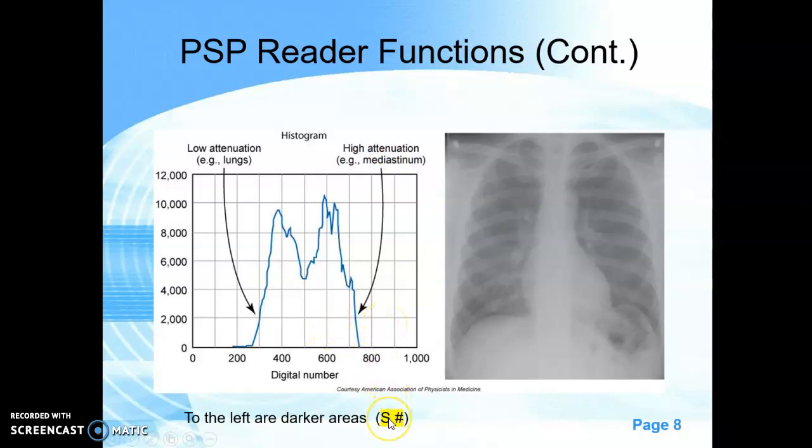Again, these are S number values. So areas to the left represent darker shades or darker areas on the image. You can see we have various peaks and valleys. Areas with high attenuation, which would be brighter, such as the mediastinum, are to the right. Areas with low attenuation, such as the lungs, which is a little bit darker, are to the left. Again, this is S number only.